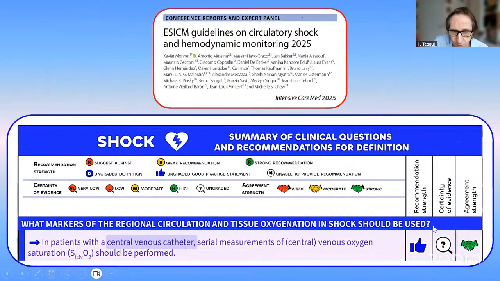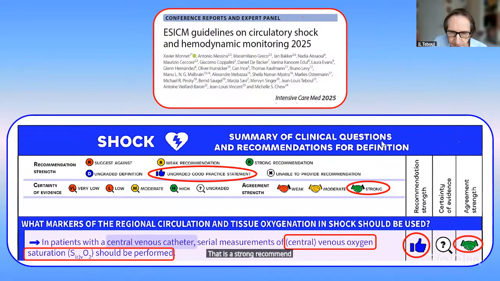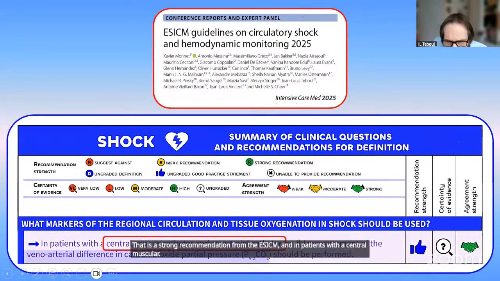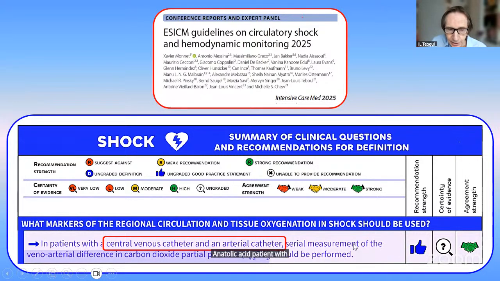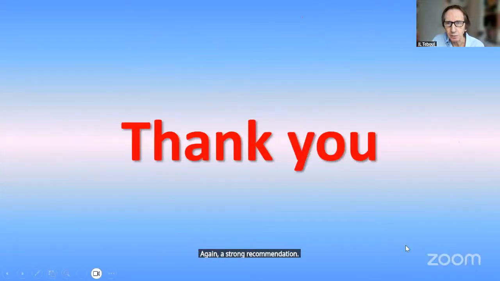And this is, again, my final slide, or almost final slide. In patients with a central venous catheter, we should measure SCVO2. That is a strong recommendation from the ESICM. And in patients with shock with a central venous catheter and arterial catheter, we should measure PCO2 gap. Again, a strong recommendation. I would like to thank you very much for your attention.